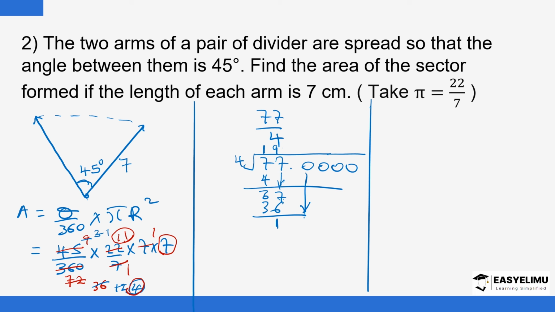Drop the next 0 here. 4 goes into 10 twice. 2 by 4 is 8. Remainder 2. You drop 0. 4 goes into 20 5 times. 5 by 4 is 20. So 0, 0. And then the decimal point will jump up there. So what you're looking for should be 19.25 square centimeters.